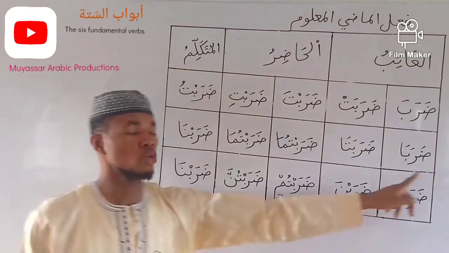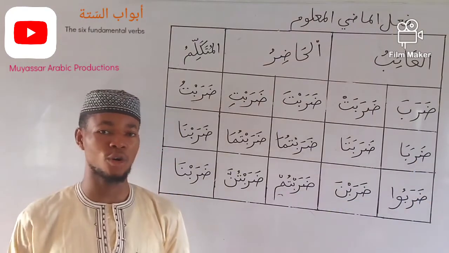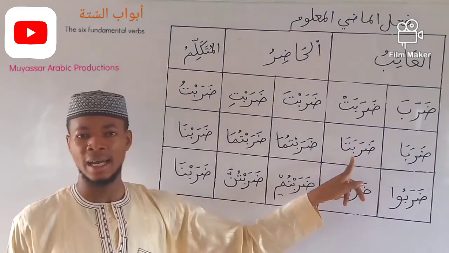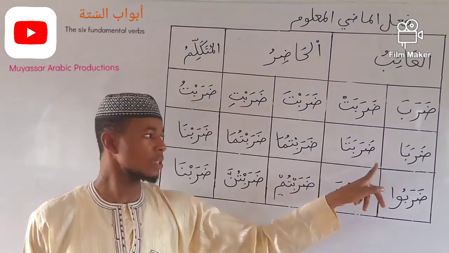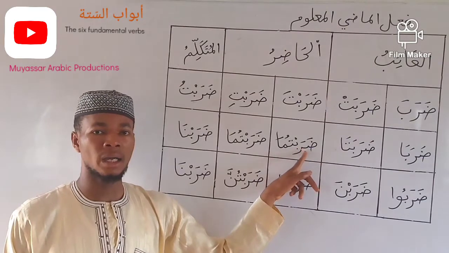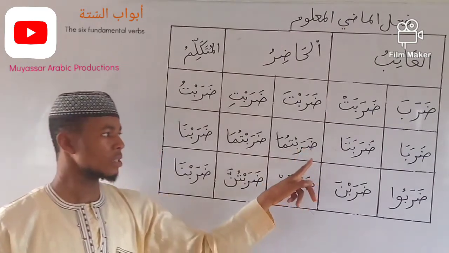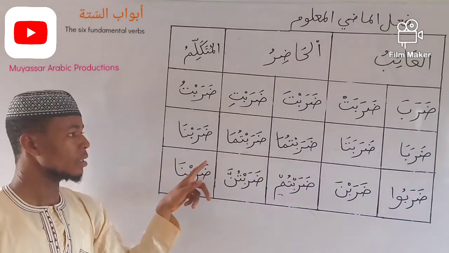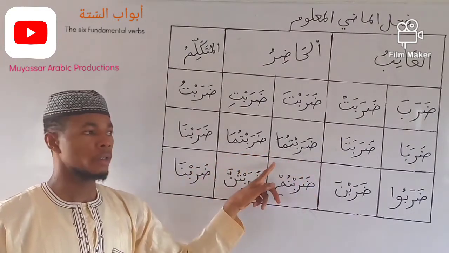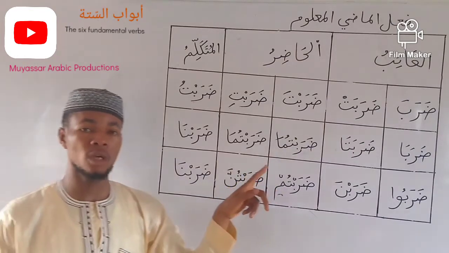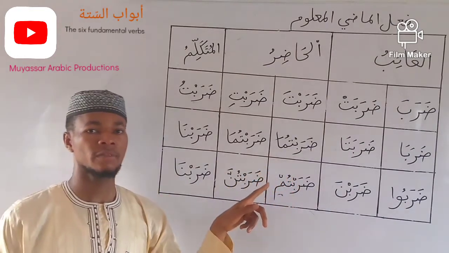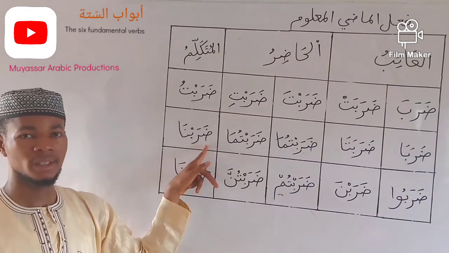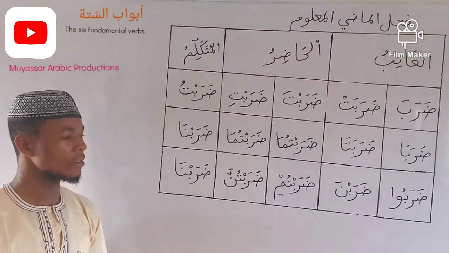Now the next is duriba, meaning both of them were beaten in masculine gender. Duribata, both of them were beaten in feminine gender. Duribtuma, both of you were beaten in masculine gender. Then duribtuma, both of you were beaten in feminine gender. Meaning you can use the verb duribtuma to refer to both of you were beaten in both the masculine gender and the feminine gender. Now the next is duribna, we were beaten for both the masculine gender and the feminine gender.